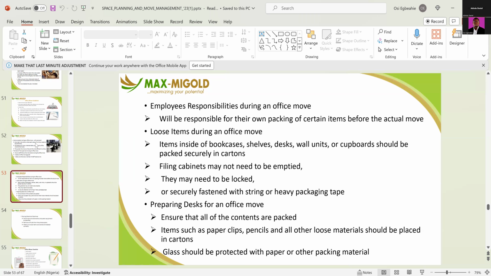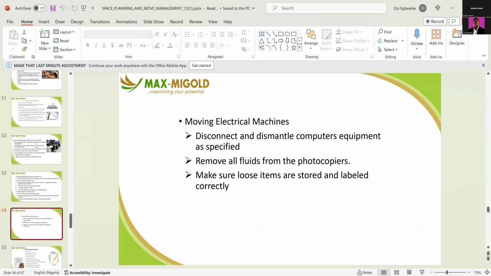Prepare desks for the office move. Ensure that all the contents of the desks are cleared out. Ensure that paper clips, pencils, and other loose materials are put into cartons. Glass should be protected with paper or other packing materials. The moving companies know how to manage that, so just allow them to do their job. Moving electrical machines: disconnect and dismantle computer equipment as specified. Remove all fluids from copiers. Make sure loose items are stored and labeled correctly.